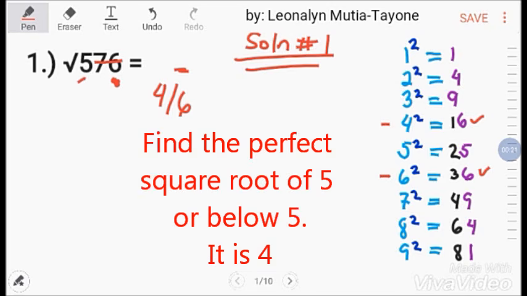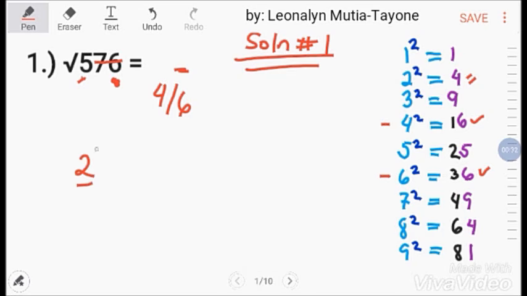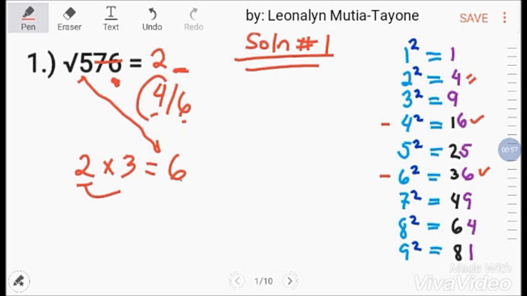Yung regarding naman sa 5, maghanap tayo ng equal to 5 or below 5. So, it is 4. 2 times 2 equals 4. So, 2 ang first na number natin. Ang hanapin natin ay yung kung ano ang pares sa 2. It's either 4 or 6. Itong si 2, multiply lang natin ang next. Ang next ng 2 ay 3. So, i-multiply lang natin ng 3, and that is 6. 5 is less than 6. So, less than, so 4 ang gamitin natin. So, ito na yung sagot.